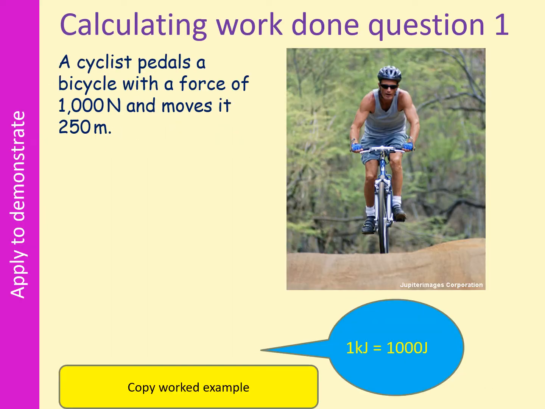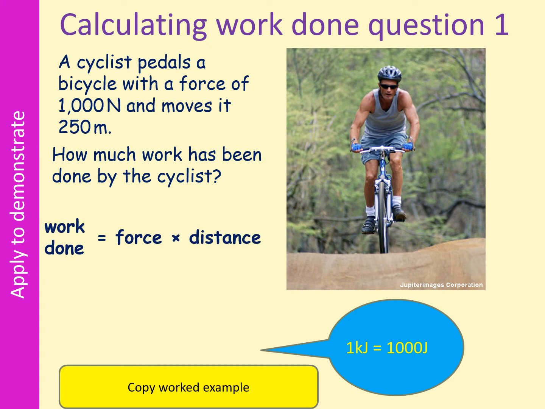Here is a worked example. A cyclist pedals a bicycle with a force of 1000 newtons and moves it 250 meters. To calculate the work done, we know our formula, work done equals the force times the distance. In this case, the force is 1000 newtons and the distance is 250 meters. If you multiply the 2 together, you get the work is 250,000 joules.